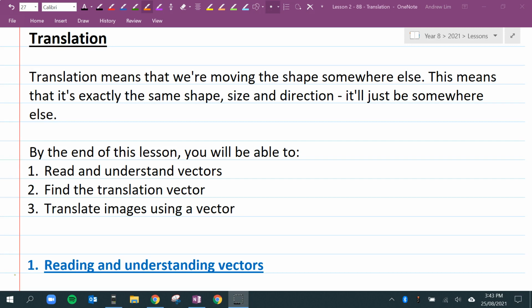In this video we're going to be looking at translation. Translation means that we're just moving the shape somewhere else. So that means it's exactly the same shape, size, and direction. It's just somewhere else on the page.